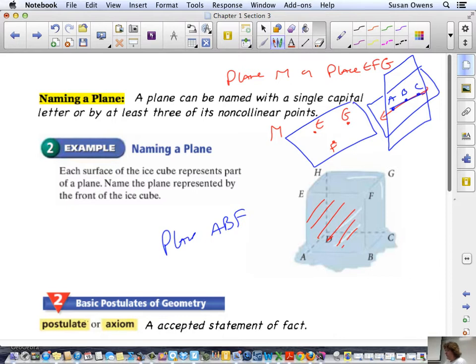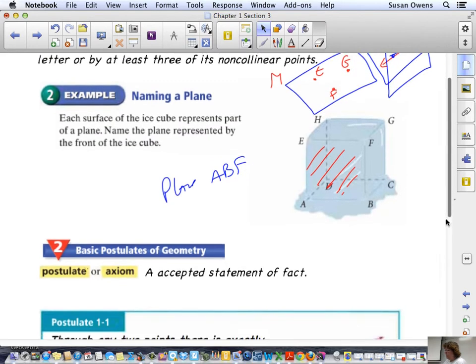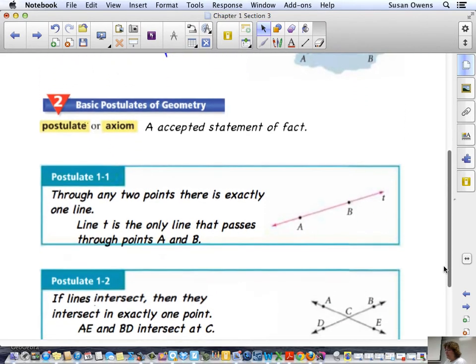There's no symbol for plane. Don't try to put a rectangle or something like that. Just write out the word plane. Don't abbreviate it PL or something like that. Write it out. We will have lots of postulates or axioms.